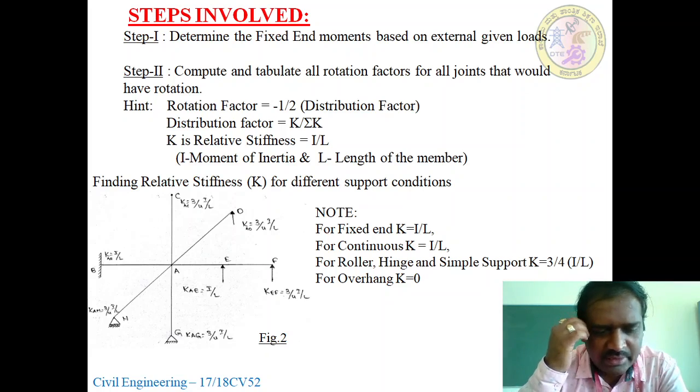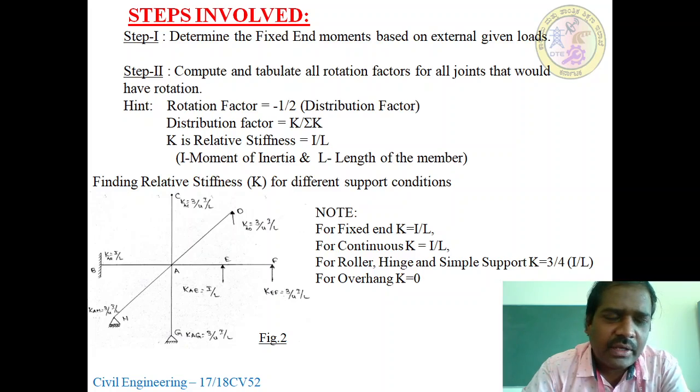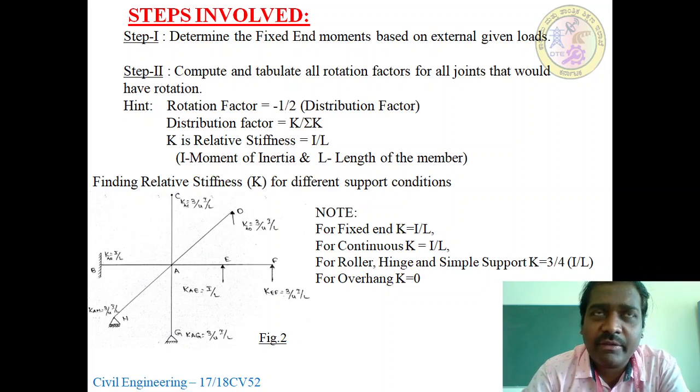There are 5 steps involved. In step 1, we have to determine the fixed end moments based on the external given loads. We have already considered this in slope deflection as well as in moment distribution. There are standard equations to find the fixed end moments for different loading conditions. If it is a UDL, there will be one equation; for a point load, one more equation. Different equations will be used.